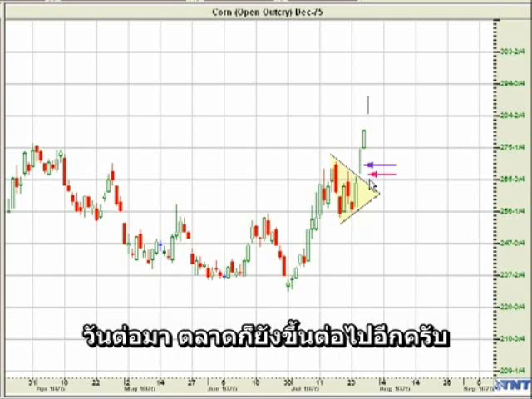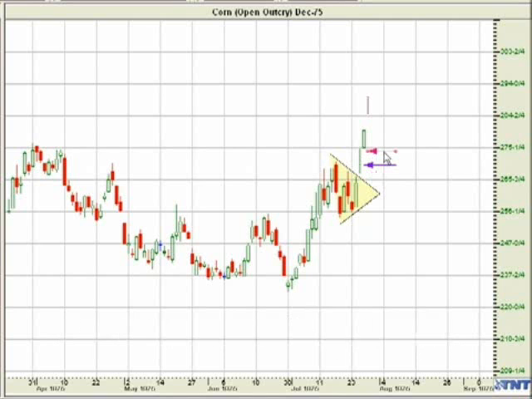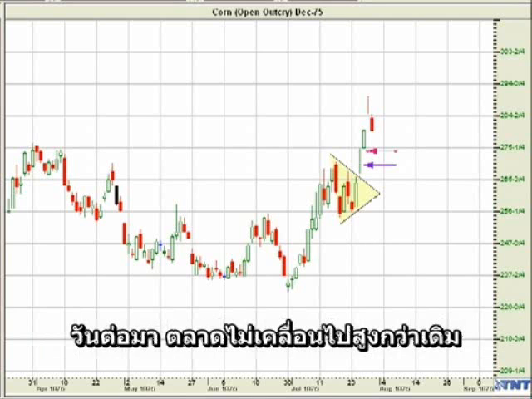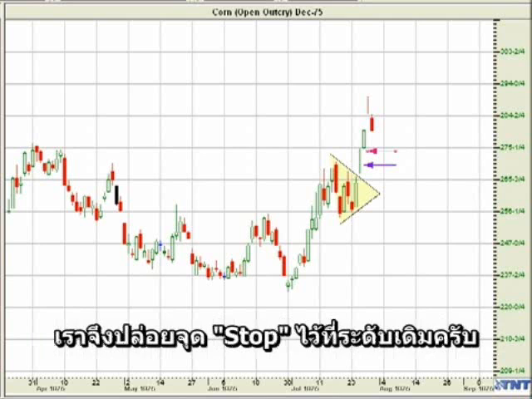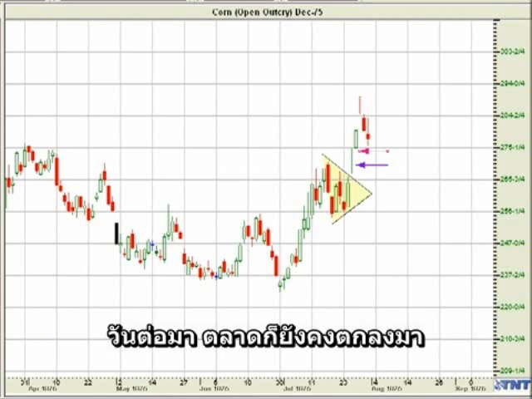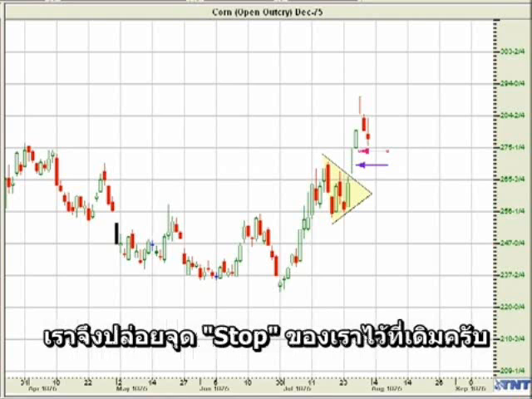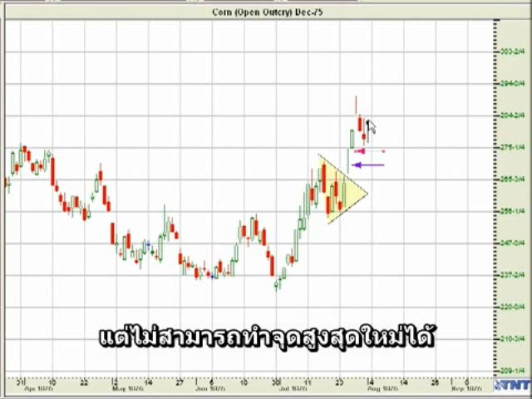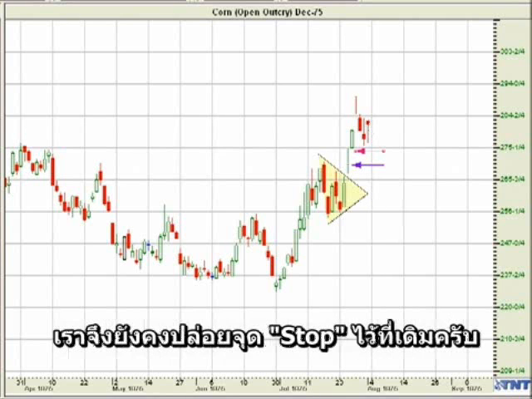Next day, the market moves higher still, and so we bring up our stop below the previous day's low. The next day, the market did not move higher, so we hold our stops where they are. The next day, the market again moves lower, so we continue to hold our stops. The next day, the market made a higher low, but did not make a higher high, so we continue to hold our stops.